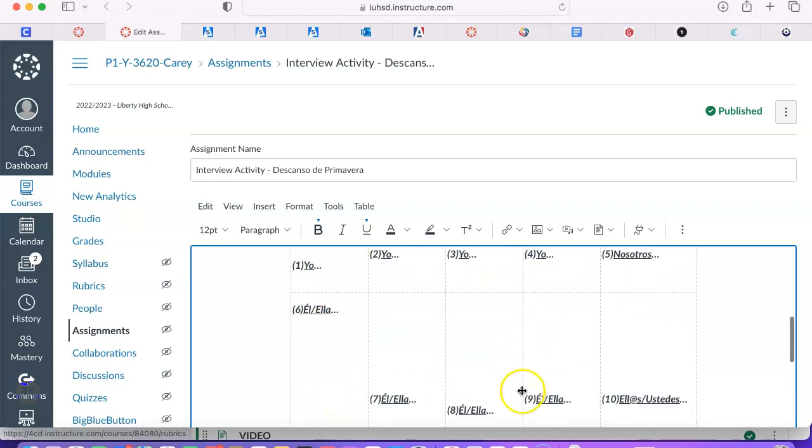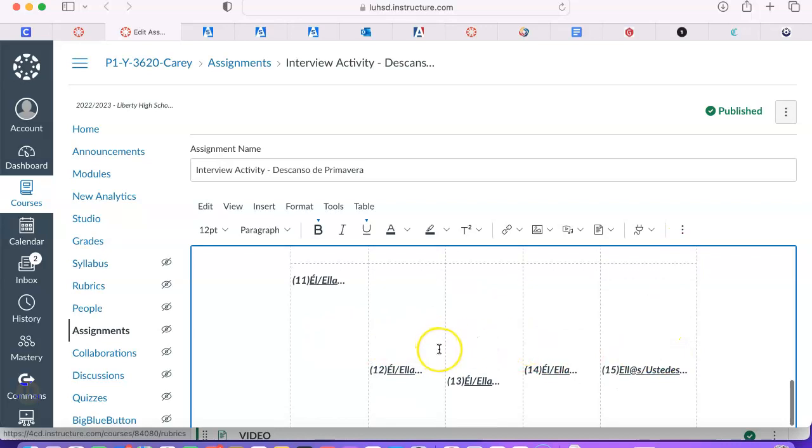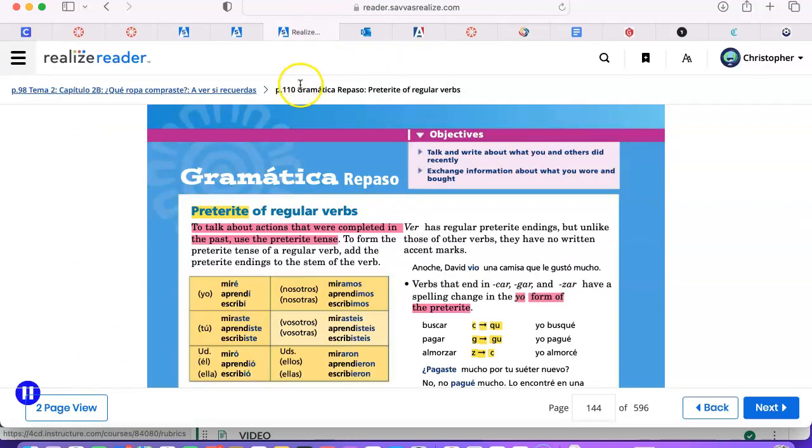When you're done with that, for boxes 10 and 15, find 2 people that had something in common and identify those 2 people, write their names, and then whatever that verb is, conjugate that verb in the ellos, ellas, ustedes form. So if Sebastian and Caitlin both slept a lot during the break, we're going to conjugate the verb dormir in the ellos, ellas, ustedes form. So that would be Caitlin y Sebastián durmieron. Durmieron mucho durante el descanso.